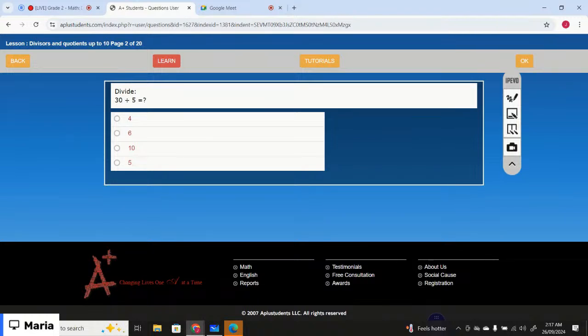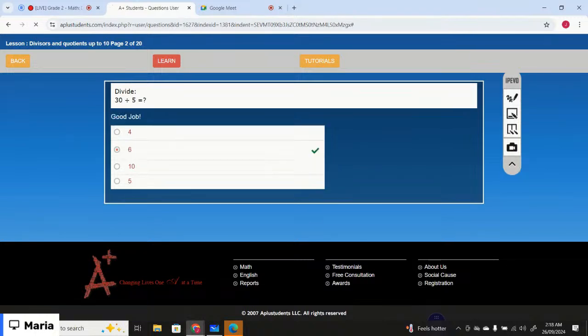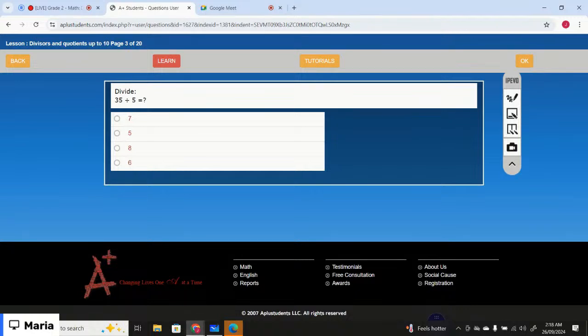5 times 6 is 30. So the correct option is 6. Option number 2 is the correct option. 35 divided by 5. So 5 times what number is 35?